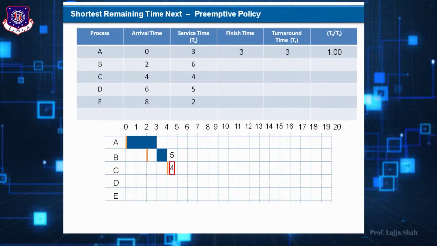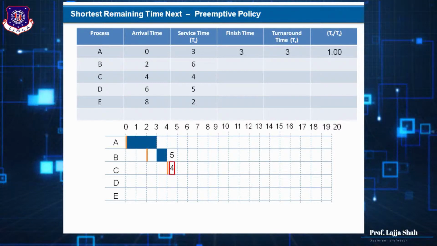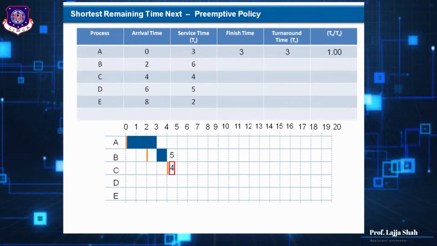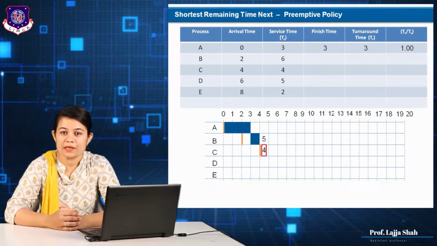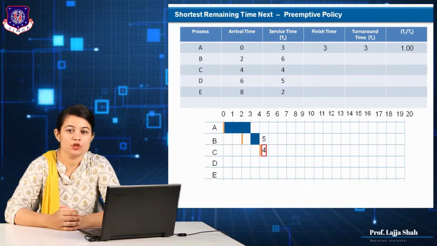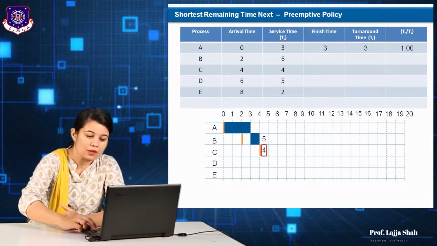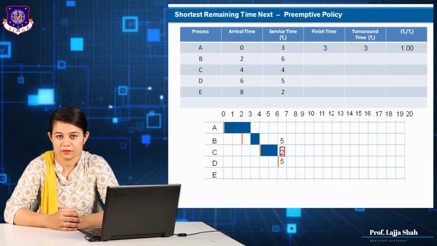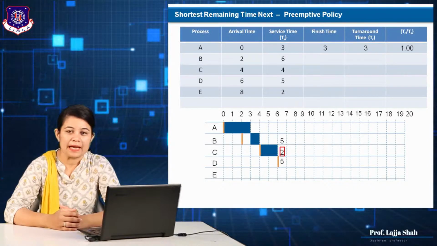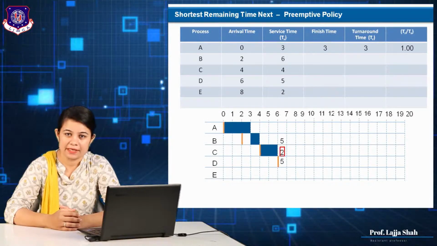Among B and C, C's remaining time is shorter than B's. So the current process B will be interrupted by the new process C. C will be executed for 2 seconds. After that, the current time will become 6 seconds.